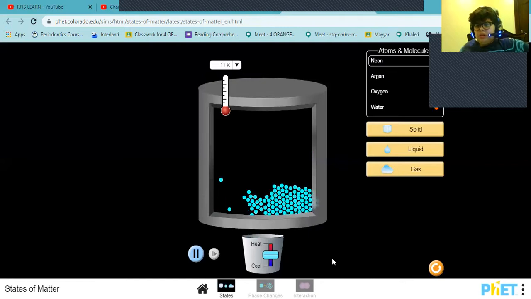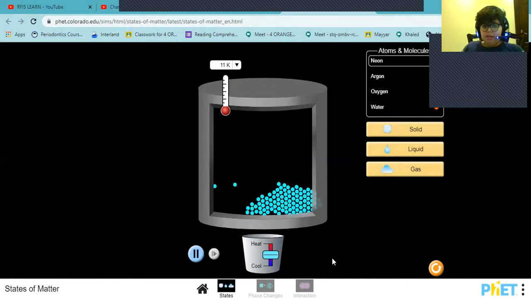Viscosity depends on the shape and the size of the particles. Honey, the liquids that have big particles have difficulty slipping past one another.